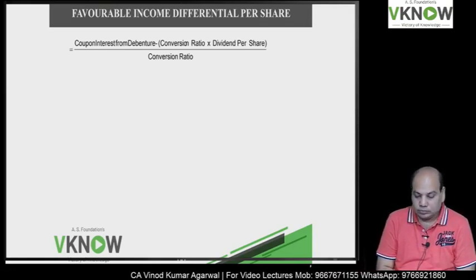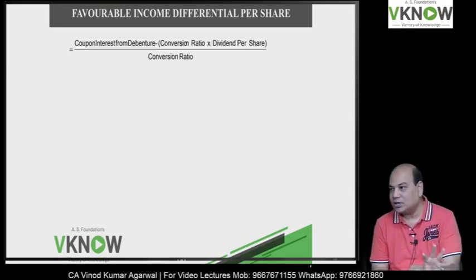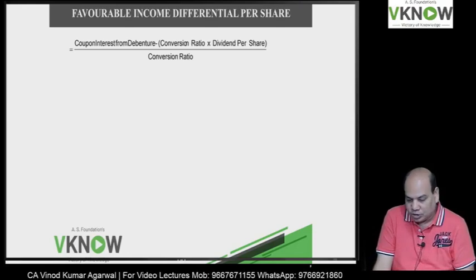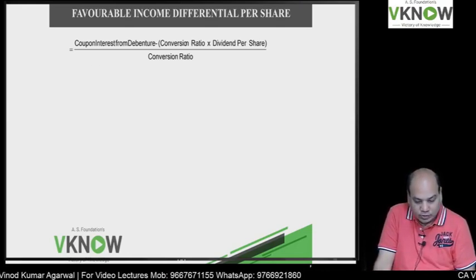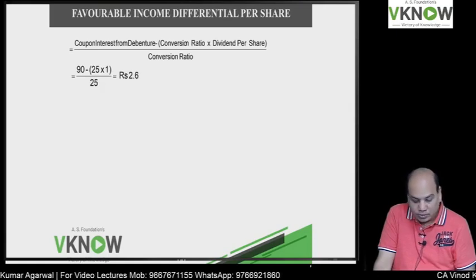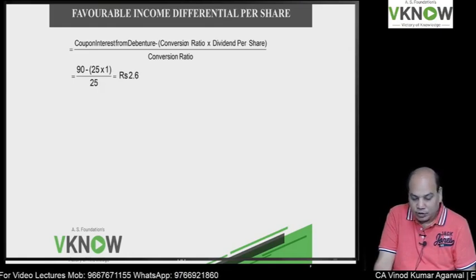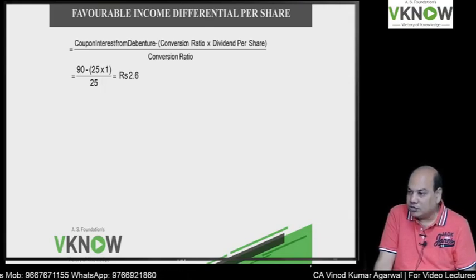Divided by conversion ratio. So the logic is that by buying a debenture, how much additional income you are generating per share. So how much coupon you will get from this bond? 9% of 1000, 90 rupees. How much dividend you will get if you buy the share? You will get 25 rupees. So you are actually getting 65 rupees more by buying a debenture.